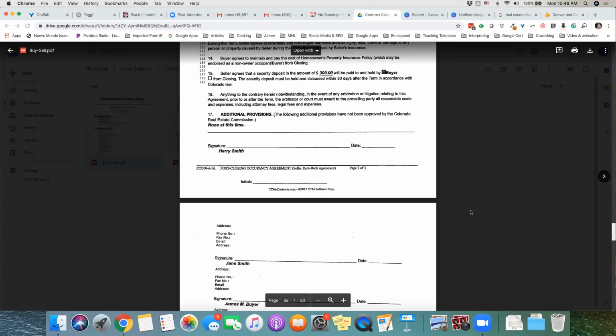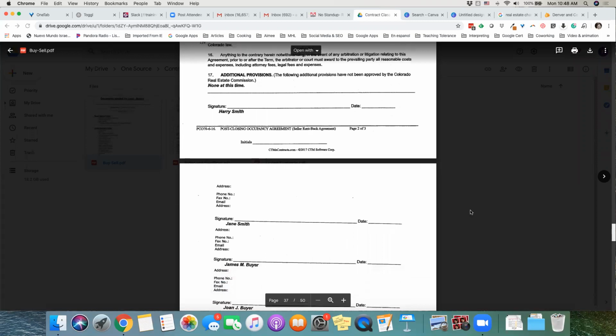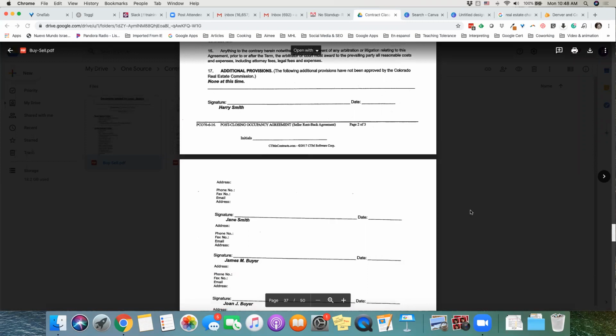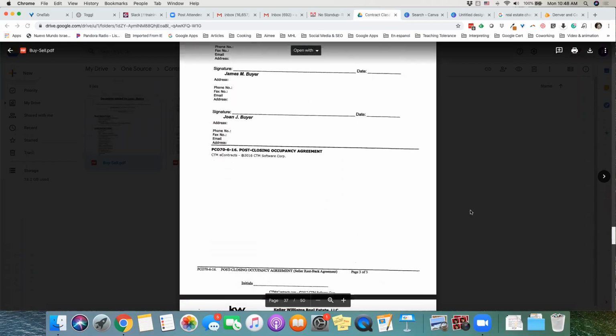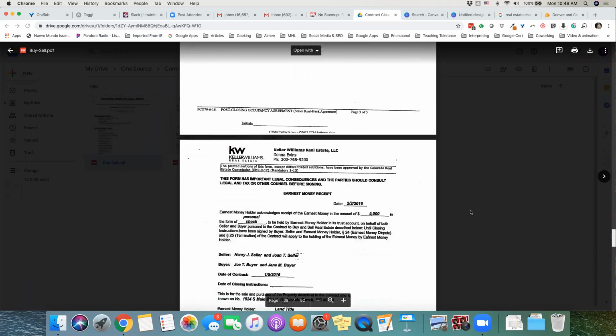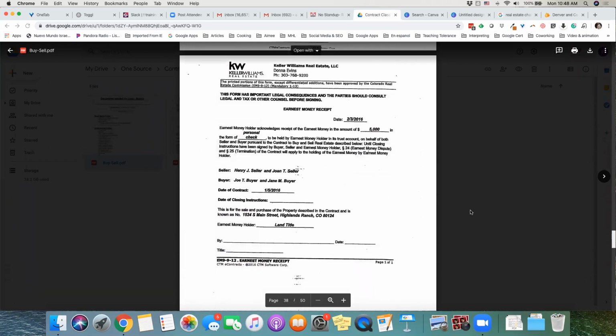Then all parties will sign. Again, if you negotiate this up front, you're going to have less problems, less issues. Everybody agrees to the date they're actually going to get out of the property, and everything is a much smoother path. The next document is called earnest money receipt.